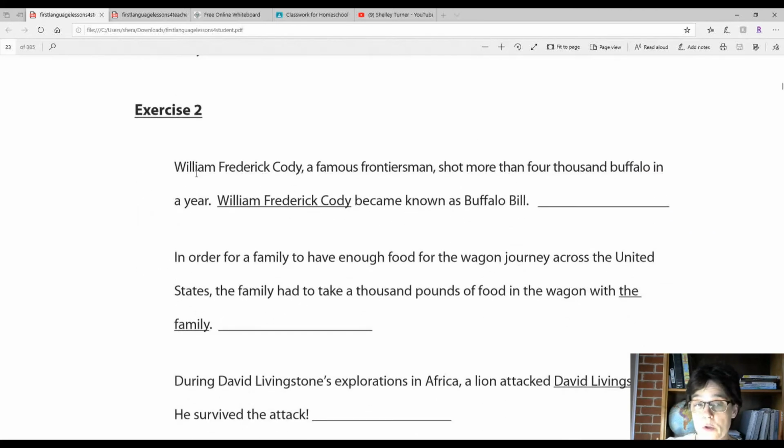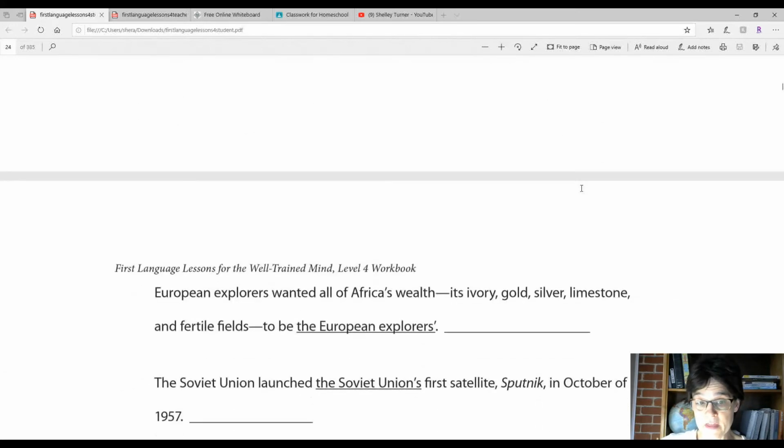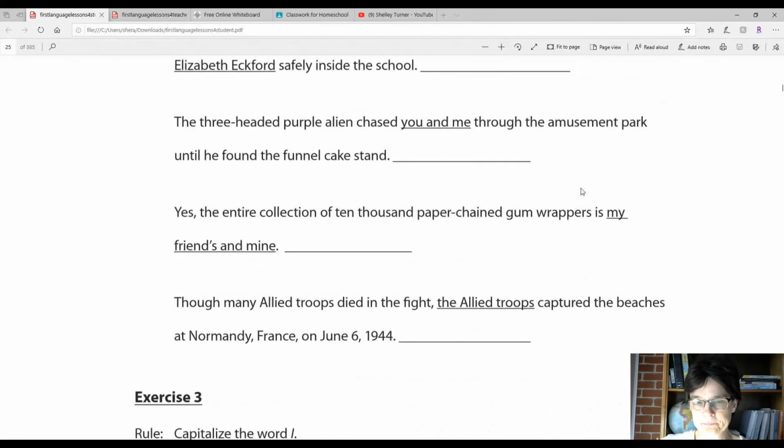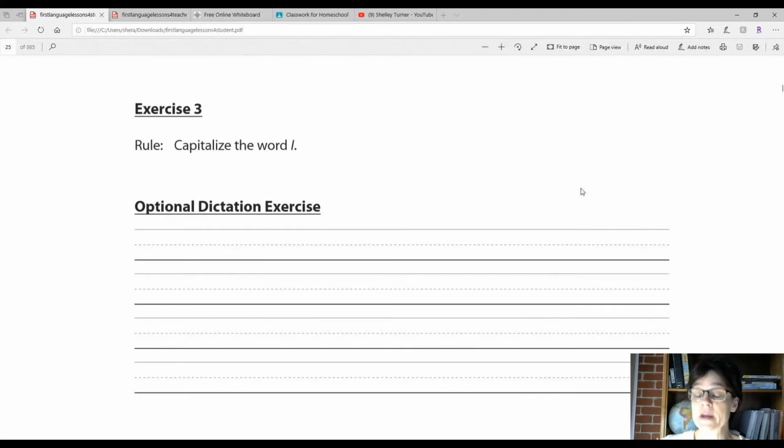For instance, William Frederick Cody, a famous frontiersman, shot more than 4,000 buffalo in a year. William Frederick Cody became known as Buffalo Bill. The personal pronoun he could take the place of this, so you'd write he. That's what you're going to do on all of these. I'm not going to do these with you. These should be pretty easy, and we'll go over these on Friday. You can either pause it and do that now, or wait till we finish. This is the last thing that we have to do for the lesson.